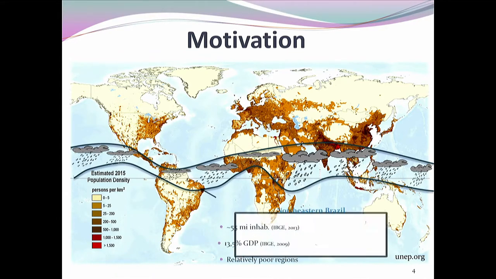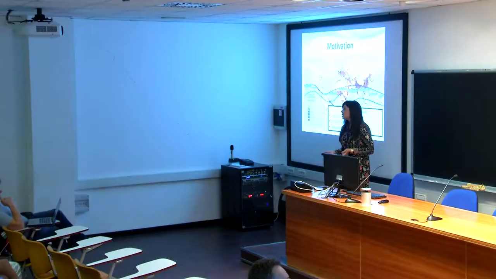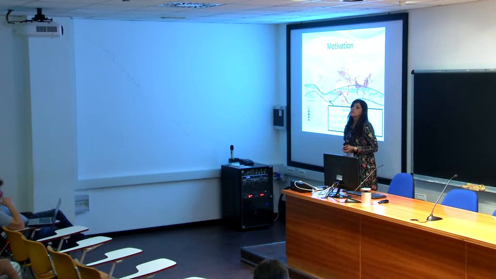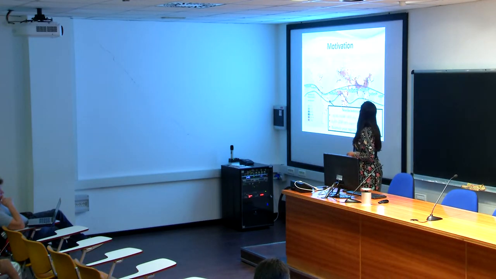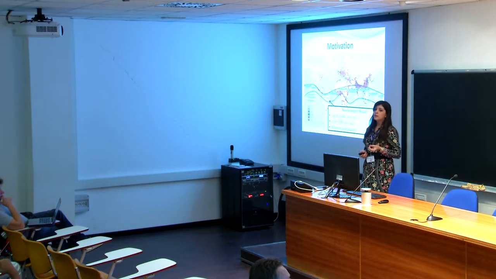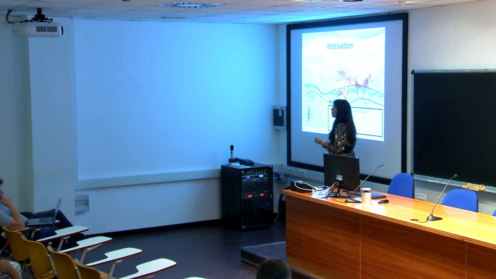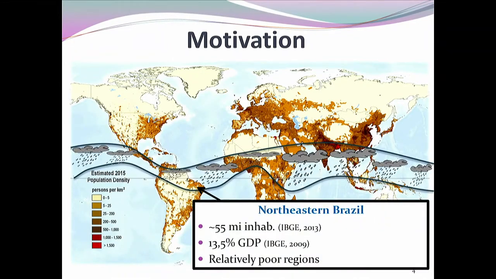For example, in northern Brazil, we have more than 55 million inhabitants, and the GDP is 13% of the country's, and this is a relatively poor region in the country. Then rainfall events are very important for this region, for agriculture, and also some dry periods related to the anomalous position of the ITCZ in the north.